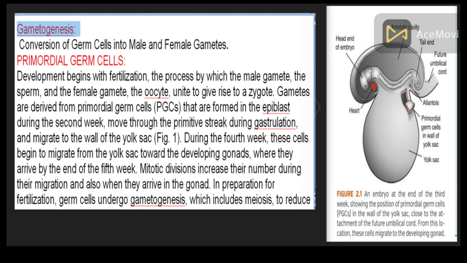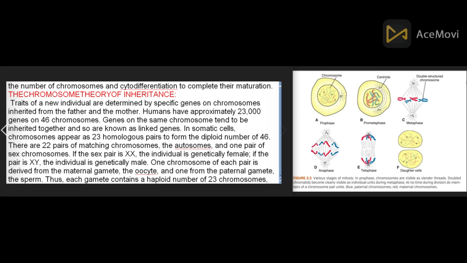In preparation for fertilization, germ cells undergo gametogenesis, which includes meiosis, to reduce the number of chromosomes, and cytodifferentiation to complete their maturation. The chromosome theory of inheritance: traits of a new individual are determined by specific genes on chromosomes inherited from the father and the mother.